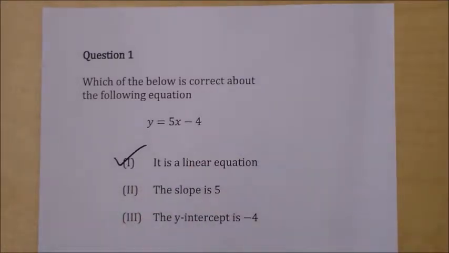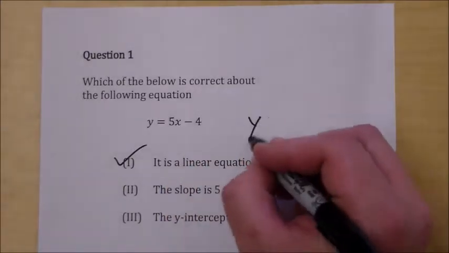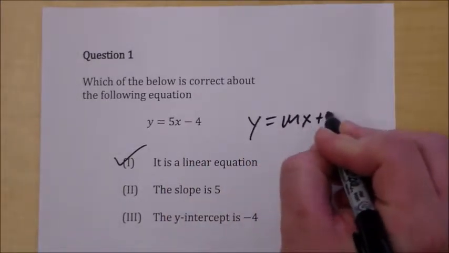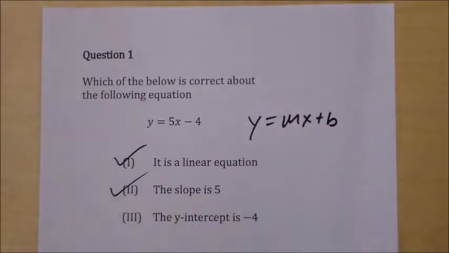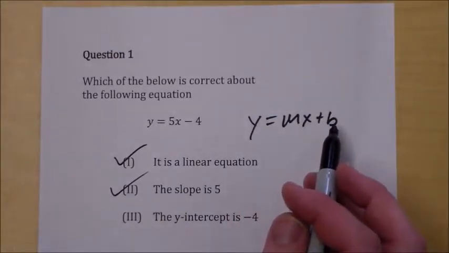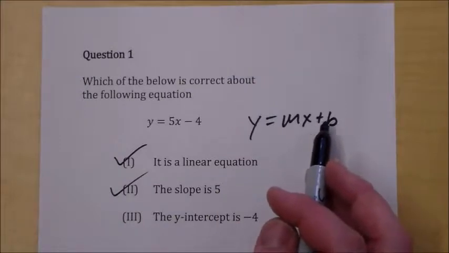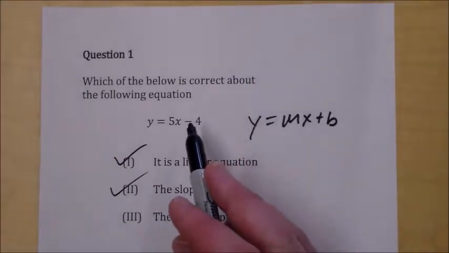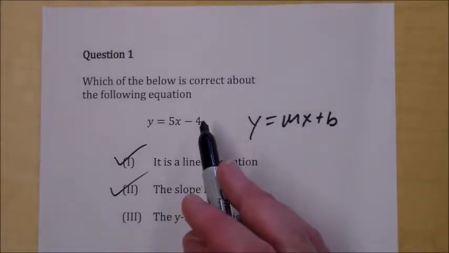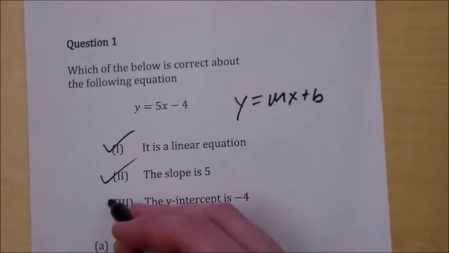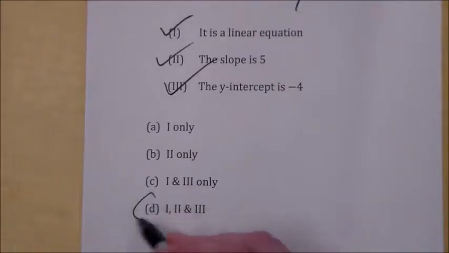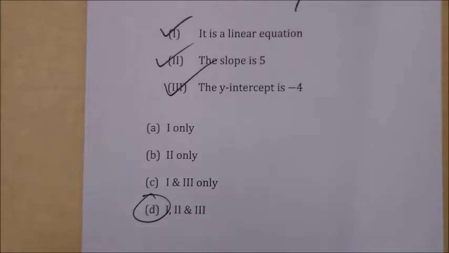The slope is 5. Yes, the rise over run is 5. That's what the y equals mx plus b form is, so we're good to go there. And the y-intercept is negative 4. We just did this, right? b is your y-intercept. Here you always add b in y equals mx plus b. So if it's subtracting 4, you know your y-intercept is indeed negative 4. So all three are correct. And we're good to go.